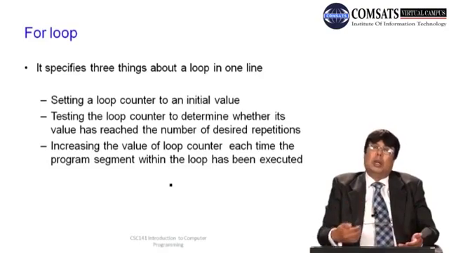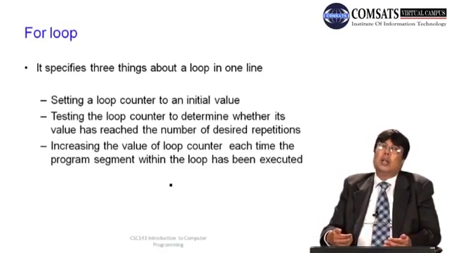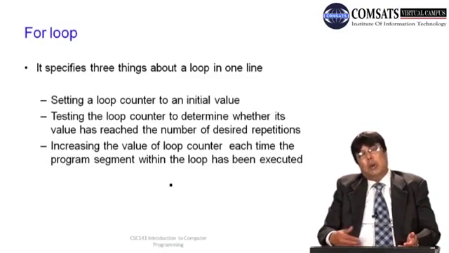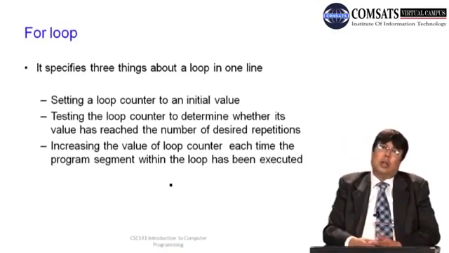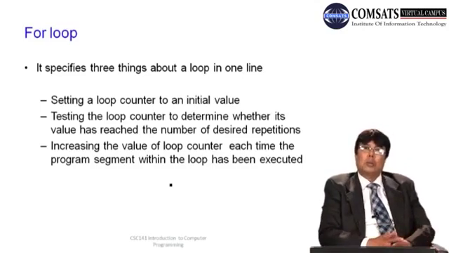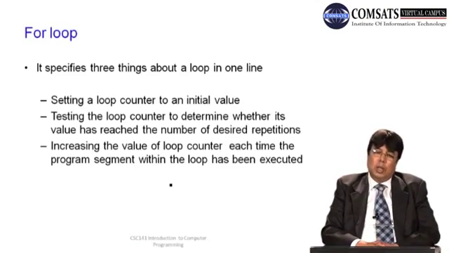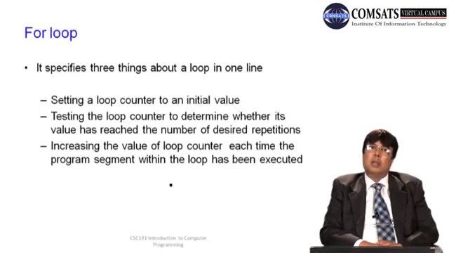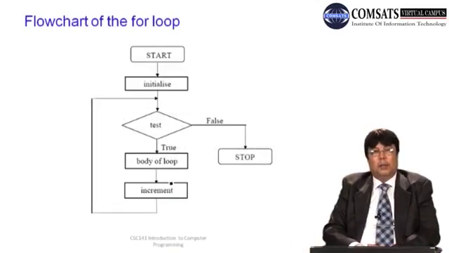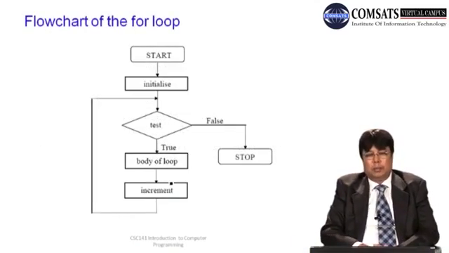Third, you need to increment or decrement the loop counter. तभी तो वो किसी particular destination तक पहुंचेगा ना. For example, 1 to 100. You start with 0 या start with 1. Then keep on incrementing it. 1, then 2, then 3, then 4 until it reaches 100. Or you may want to start from 100 and count down up to 1 or 0. So the third item is the increment or decrement counter.